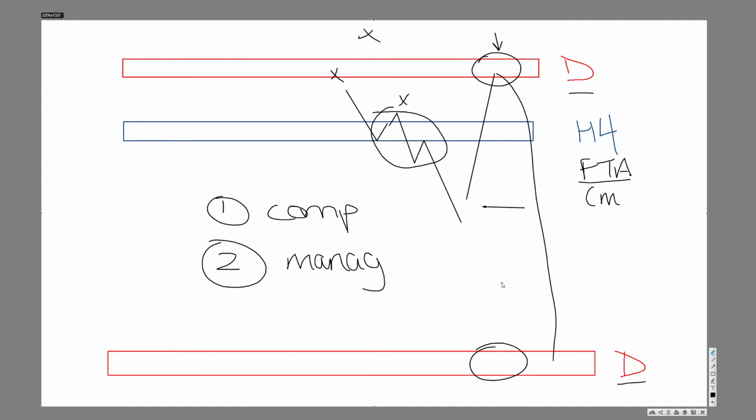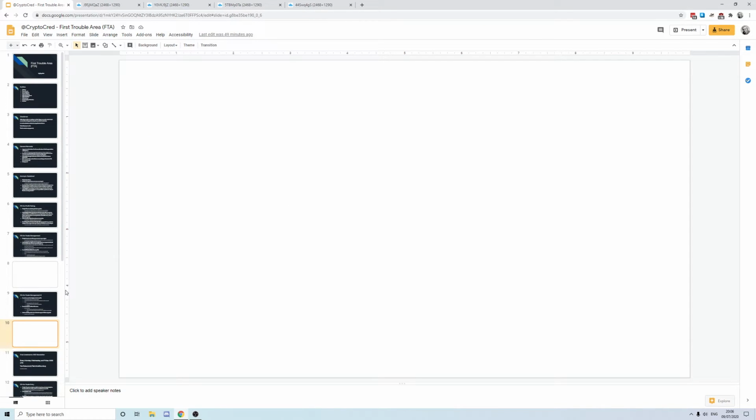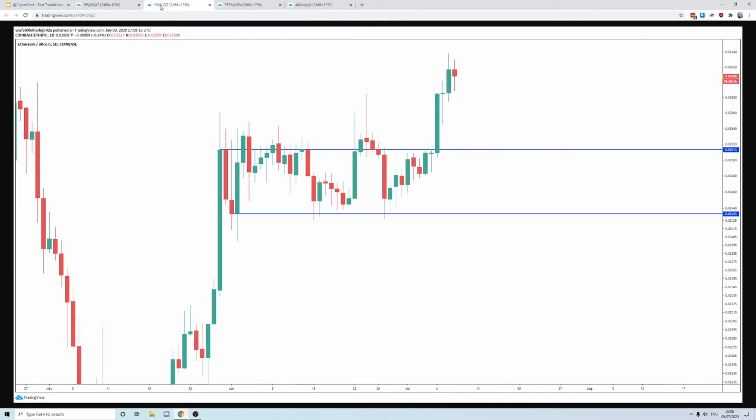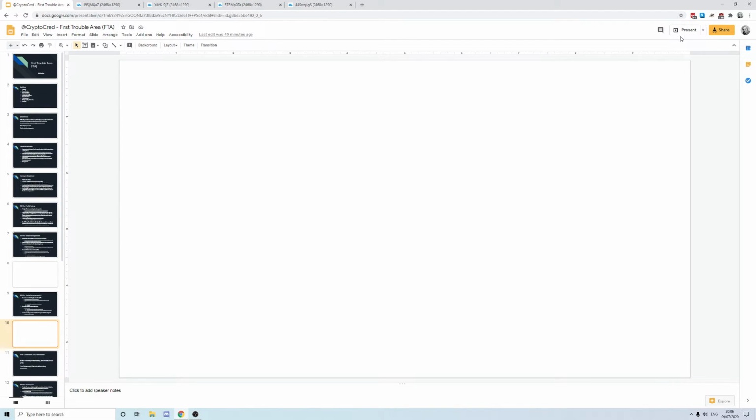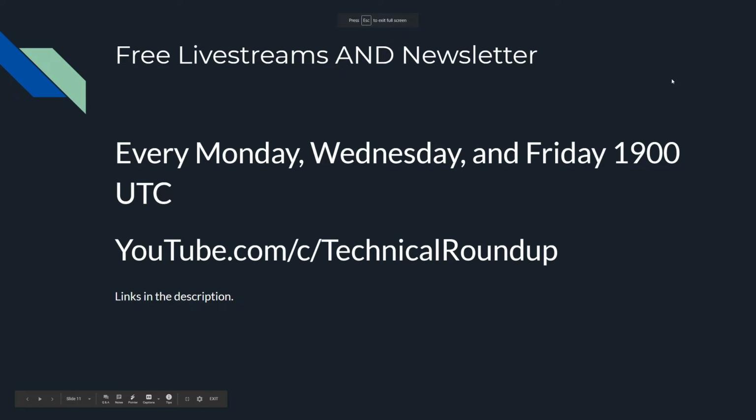Okay, but hopefully this framework so far has given you an idea of what I mean by FTA for trade management. Let me see if I've got anything particularly interesting on that point. I think we're fine so far with the BCH example. Okay. Now let me take a quick break.